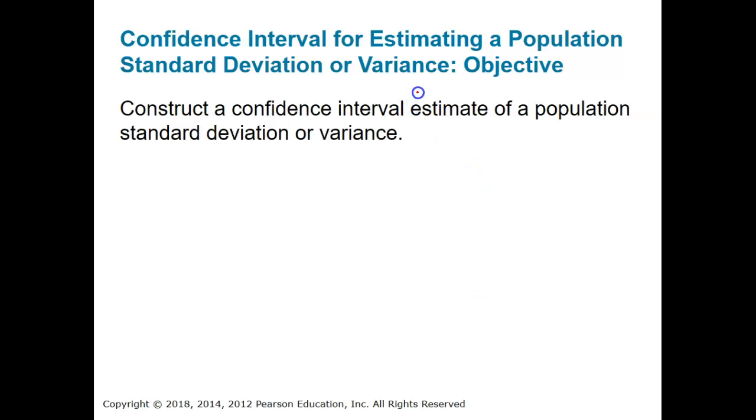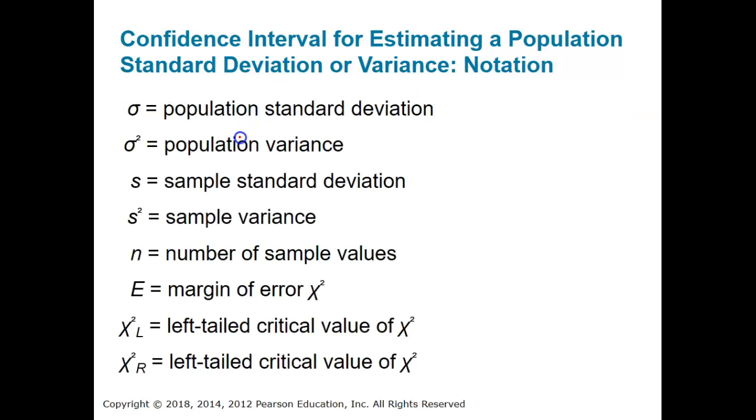Okay, so we want to put this all together and actually construct an entire confidence interval estimate for this. So a few symbols that you need to make sure you're familiar with. You've got sigma, which is the population standard deviation. Sigma squared is the population variance. S is the sample standard deviation, and S squared is the sample variance. N, of course, is your sample size. E would be your margin of error, which we're really not going to be finding a margin of error for these. And then we've got chi-squared left and chi-squared right. This should be right-tailed.